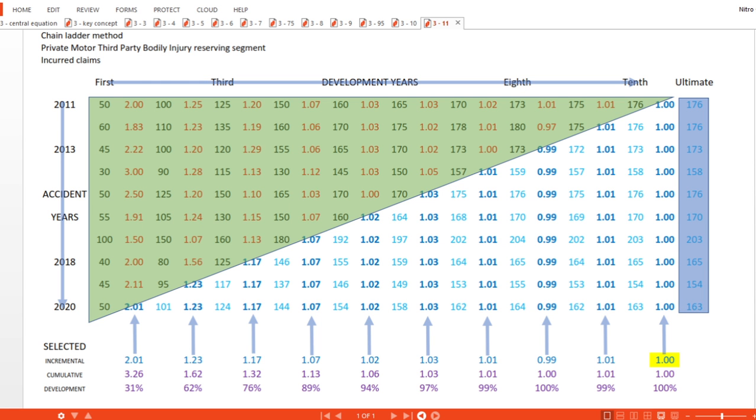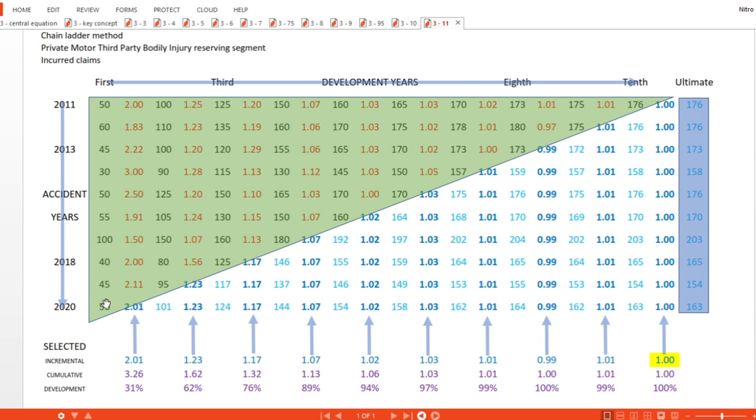We can start to draw some conclusions here about where the method will be strong and weak, considering the same y equals m times x equation. The newer origin periods will have the most link ratios applied to them, and so we'll be least certain about the value of m in our equation for those origin periods.